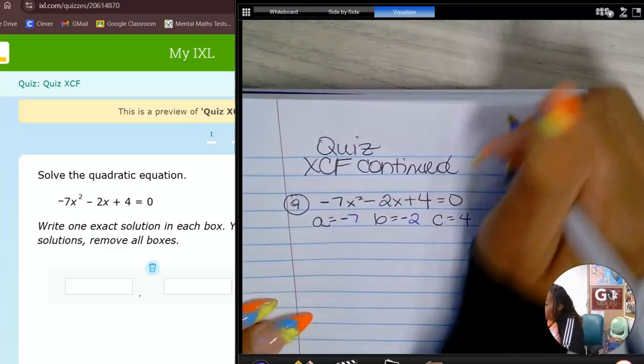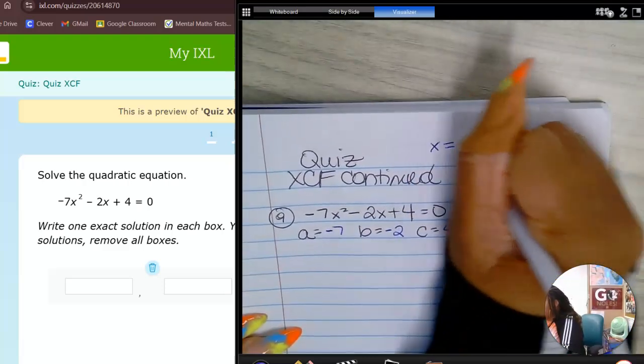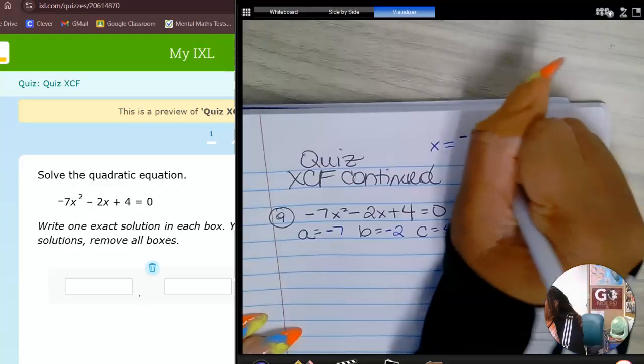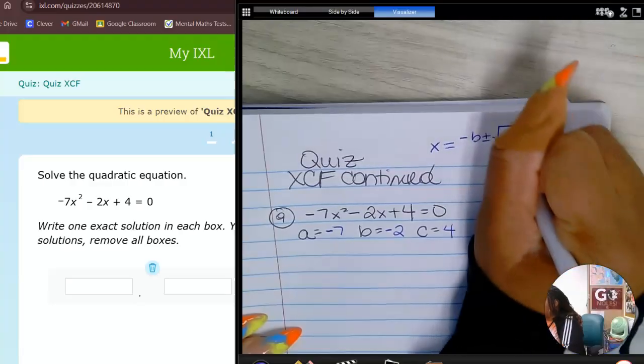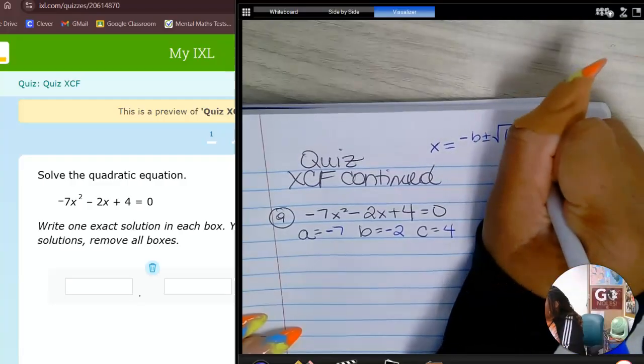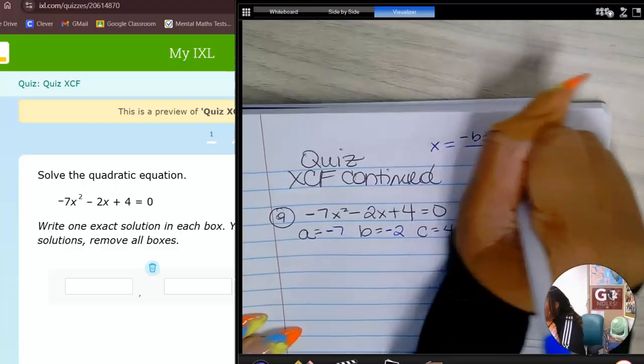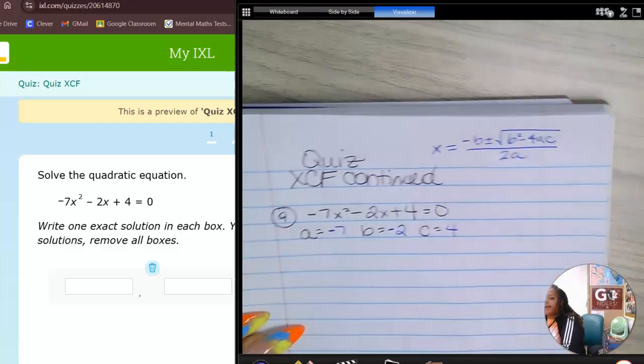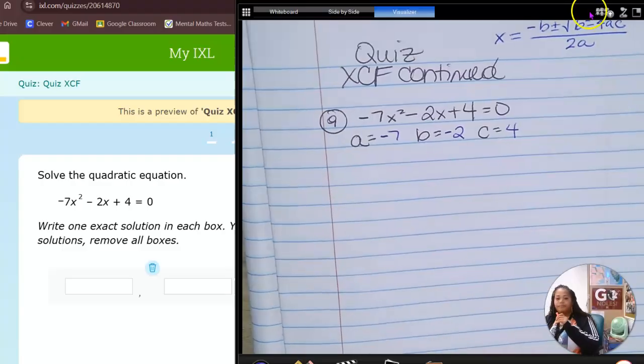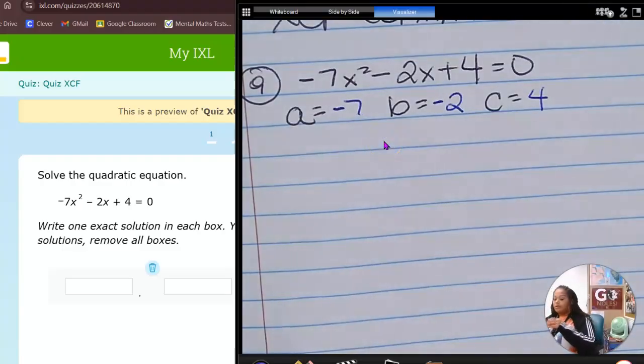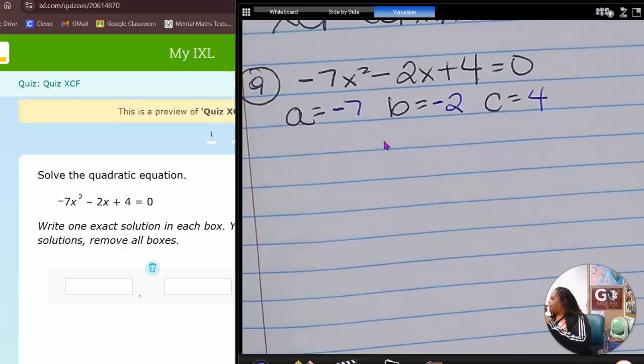4. Remember, my quadratic formula is x equals the opposite of b plus or minus square root b squared minus 4ac all over 2a. You should be writing this down. Now I'm going to plug it in. Also log into your laptops. Thank you for doing that.